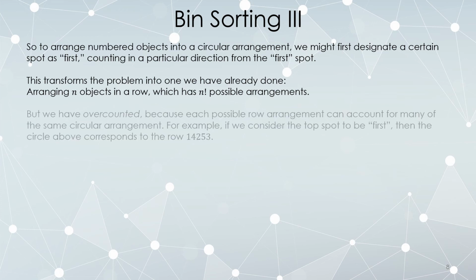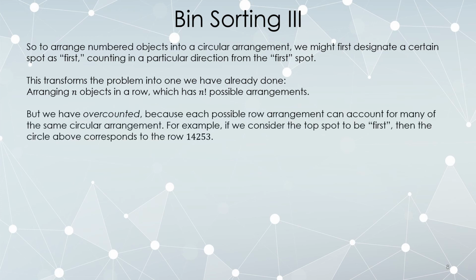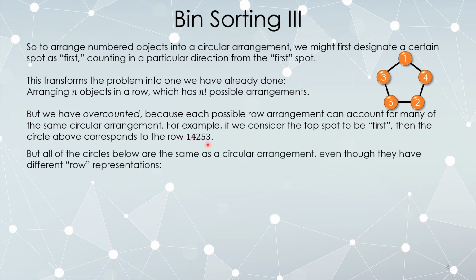We've already established that. But now we've actually overcounted the total number of arrangements for our circle problem, because each possible arrangement of things in a row could be the same circular arrangement. So for example, take a look at this diagram. We're going to consider the top spot to be first, and I'm going to go in a clockwise direction. Then this would be 1, 4, 2, 5, 3. As a row, 1, 4, 2, 5, 3.